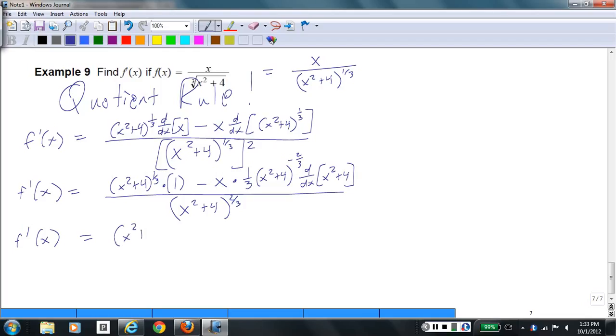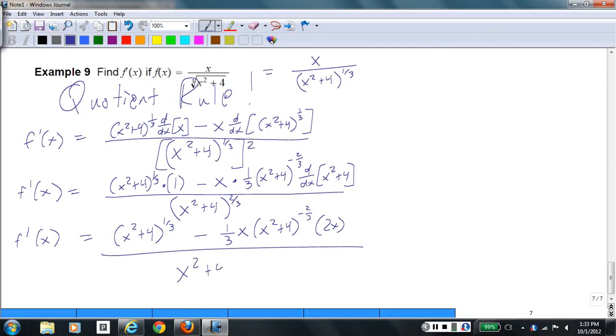X squared plus 4 to the 1/3 minus 1/3 x times x squared plus 4 to the negative 2/3 times 2x over x squared plus 4 to the 2/3. So not a whole lot of excitement there. Derivative of x squared plus 4 is certainly 2x, and the x and the 1/3 just kind of swap places because I like the coefficient out in front to the expression if possible.